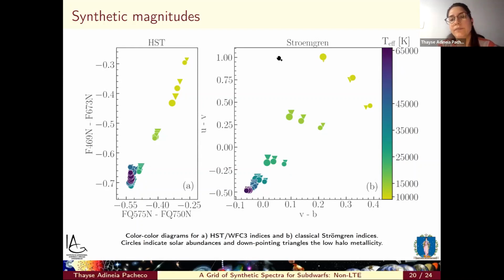And in this color diagram where we are showing the Balmer discontinuity, we also have a split in surface gravity. The smaller points are higher gravity, and the greater points are smaller gravity.